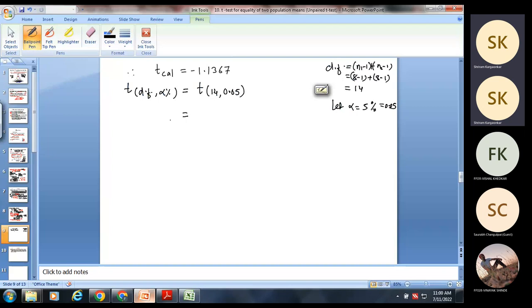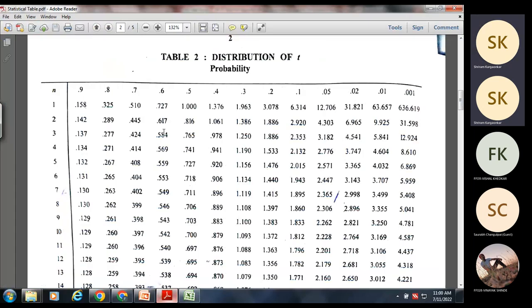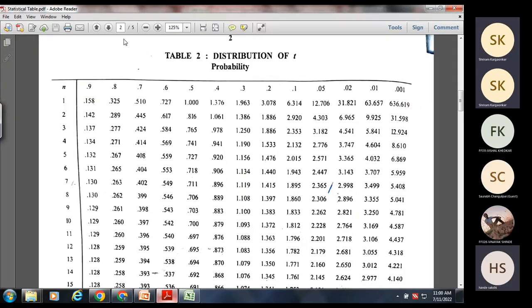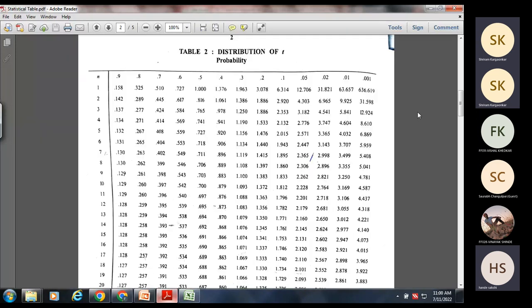So how to take this value? I have a table for you. I just zoom out. This is the t table of the distribution. How do we use it? Check here, this is 14. The very first column is degrees of freedom, and here is the level of significance, alpha. Now just check the intersection.